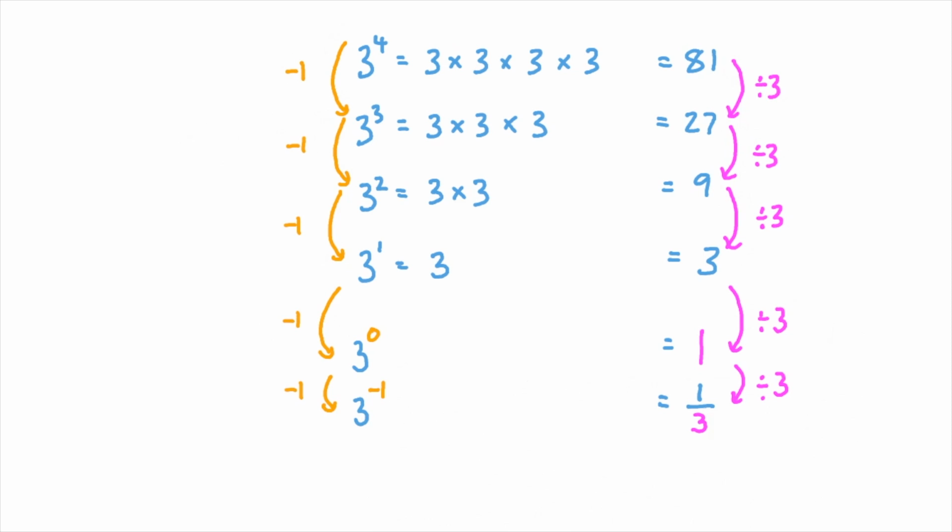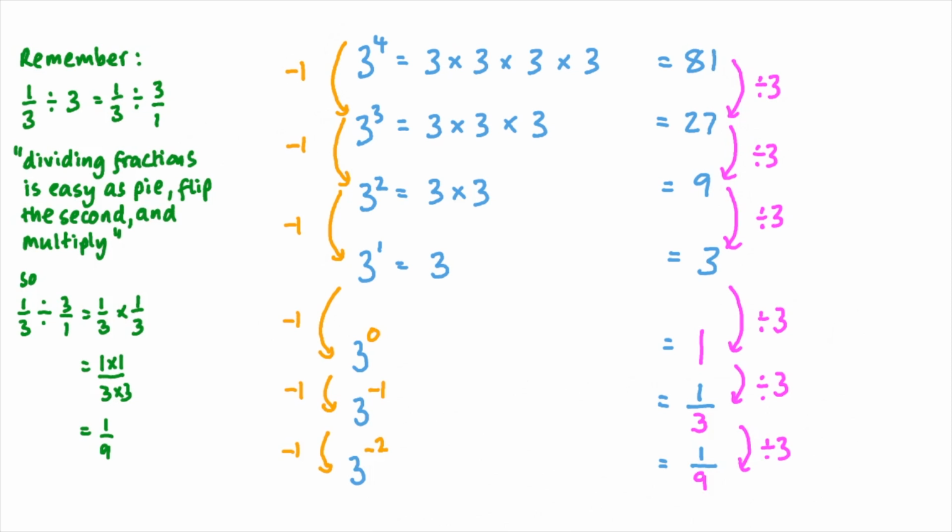Then subtracting 1 from the exponent gives us 3 to the power of negative 1. And if 3 to the power of negative 1 is a third, divided by 3 is a ninth. So 3 to the power of negative 2 is a ninth. And 3 to the power of negative 3 is 1 over 27, and so on.